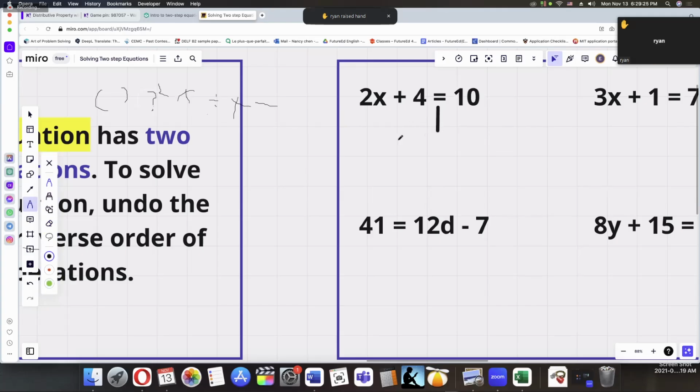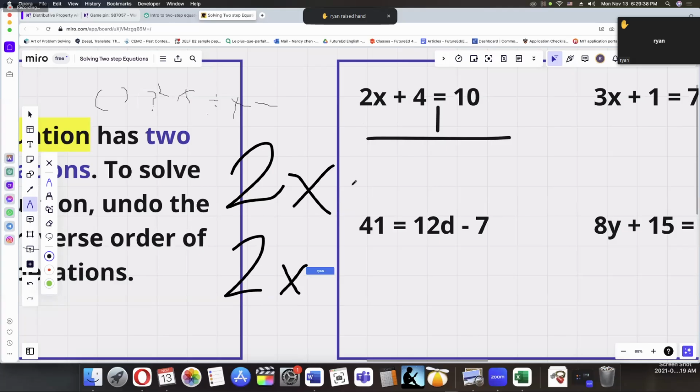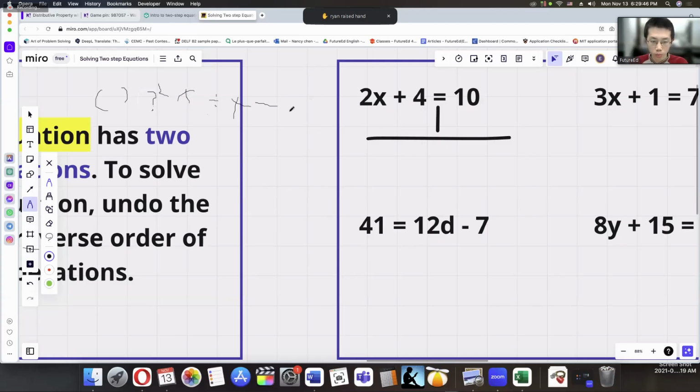Well, actually, how do we know this is a two-step equation? Is it possible to solve it in one step? No, because the 2x, which represents 2 times x, is one step, and plus 4 is also another step. Exactly. So there's a multiplication involved, and there's an addition involved.